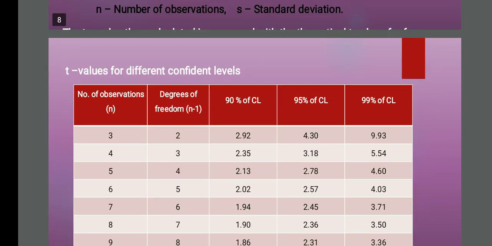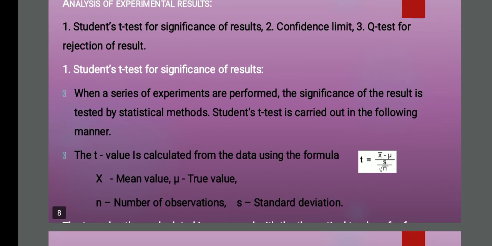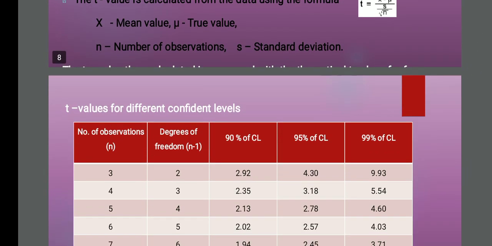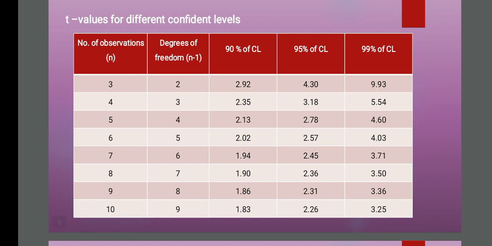In the t-test, first you have to go with this formula. The formula is t is equal to x bar minus mu divided by s divided by square root of n. You substitute all the values. After substituting, you take this table, and they'll give all the confidence levels, whether 90%, 95% or 99%. After checking, you compare that with this particular table. And finally, how to conclude: if the calculated t value is found to be greater than the value given in the table, the result is found to be significant.